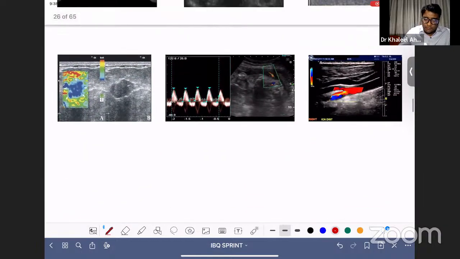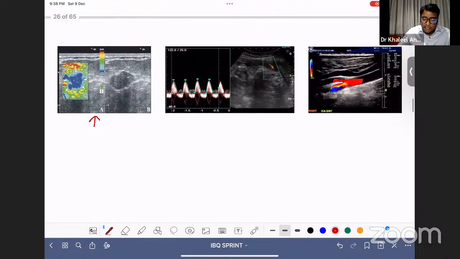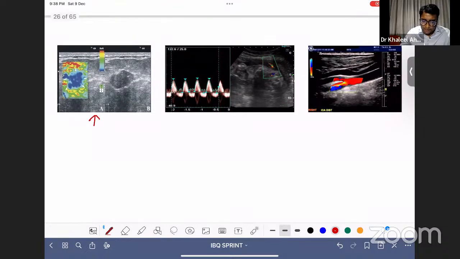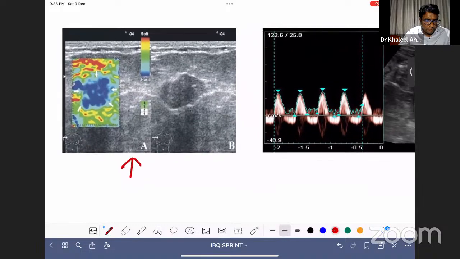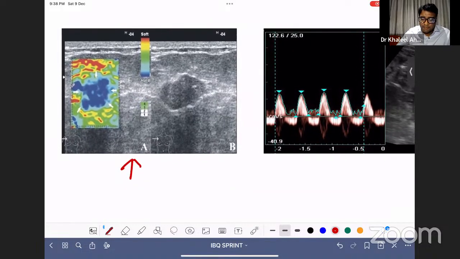Let me see if you can answer this one. What is this ultrasound technique being done here? Anybody? What is the first ultrasound image showing you? There is some color coding: some hard areas which are blue, some soft areas which are red, some yellow areas, some intermediate areas. What do you think is this technique of ultrasound that is being done?